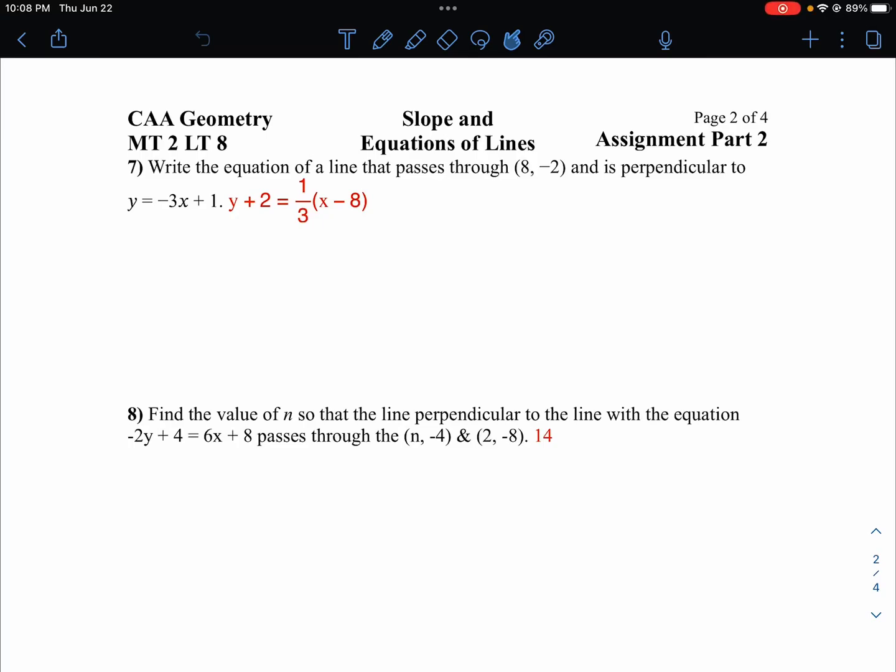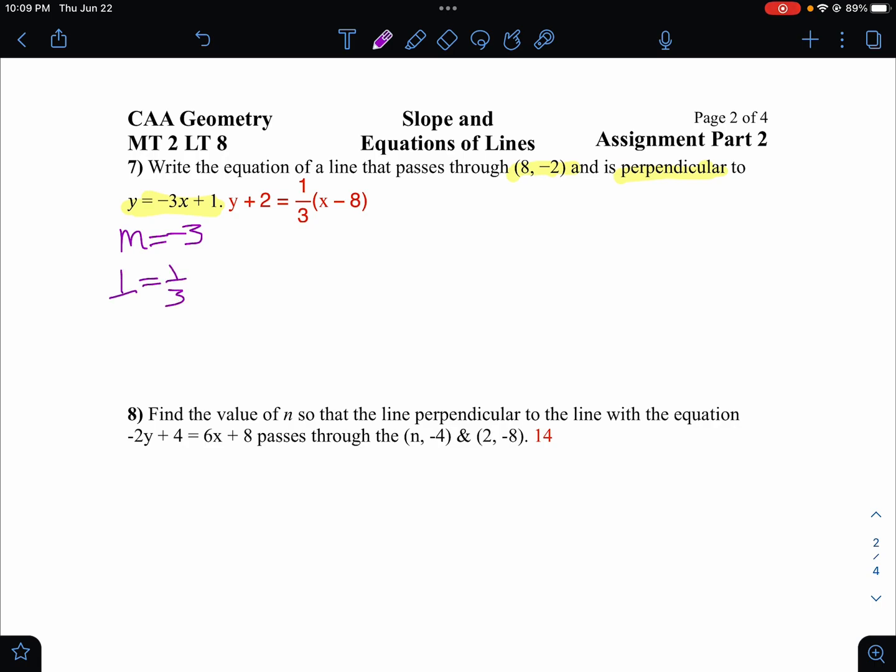On question number 7, we're going to write the equation of a line that passes through the point (8, -2) and is perpendicular to our equation y equals -3x plus 1. Now, the only thing we're going to use from our line is the slope. So my slope is negative 3. Well, the perpendicular slope then would be 1/3.